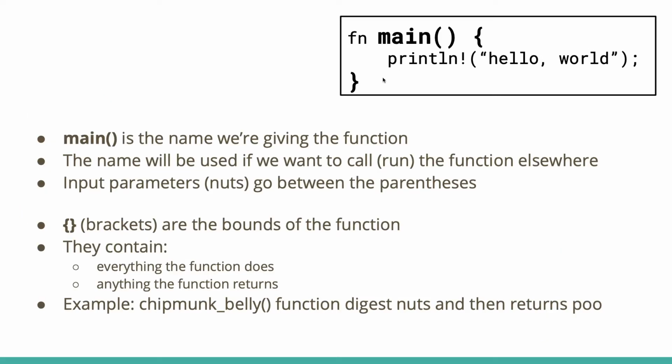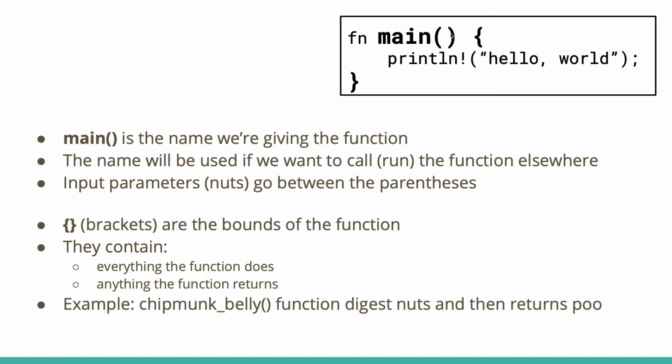Main is the name that we give the function, and actually every program in Rust requires this main function. Everything in a Rust program runs inside this main function. Not everything inside it, but every program needs that main function. So what you see after the fn in any function is the name we're giving the function, and we can use that later on to run the function elsewhere in our code.